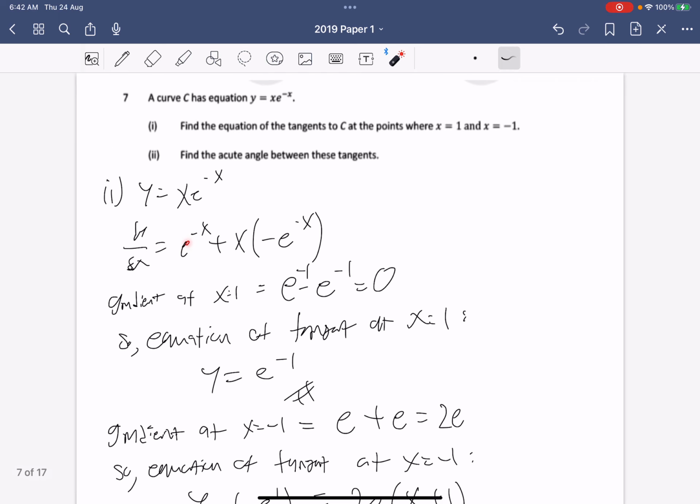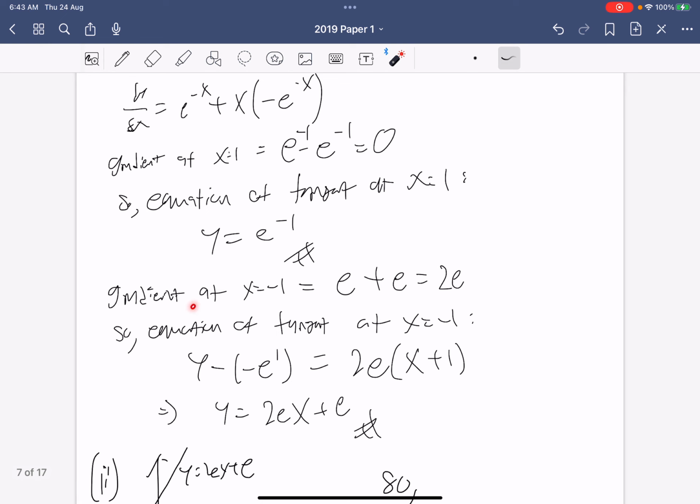So very simply, you just differentiate this using the product rule. So it's just e to the power minus x plus x times minus e to the power minus x. So the gradient at 1 will just be e to the power minus 1 plus 1 times minus 1 times e to the power minus 1. So it's actually 0. So we just know the equation of tangent is some horizontal line. So you just find the y coordinate, which is e to the power minus 1.